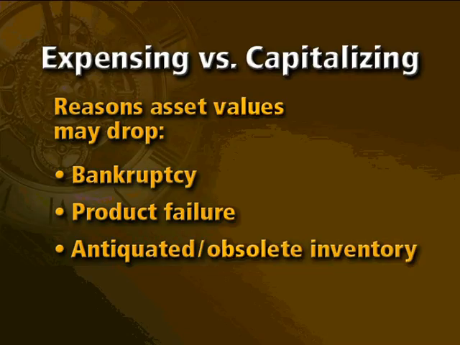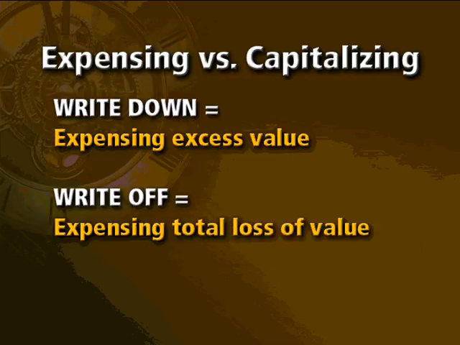So whenever there is a dramatic difference between the real market value of an asset and the carrying value or book value on your financial statements, a more appropriate asset value should be established, and any excess value listed on your balance sheet should be expensed. The purging of said excess carrying value is called a write-down. And when you write down an asset to zero, that is considered a write-off.